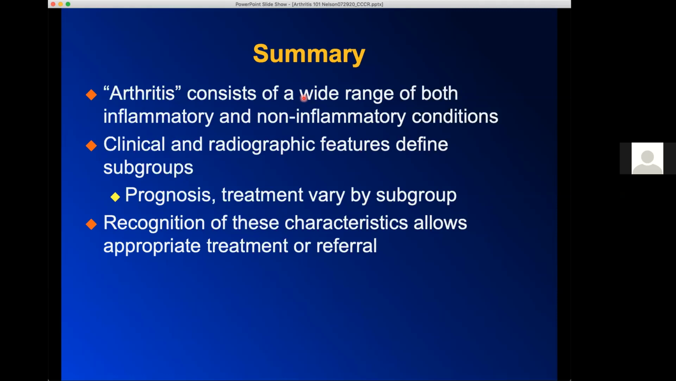There are clinical and radiographic features that help you to define subgroups, which then can help you to understand prognosis and treatment options based on that, and recognizing those characteristics can allow appropriate treatment if you're a rheumatologist, but also appropriate referral. So if you're in primary care and it's a patient with obvious knee osteoarthritis, they might not need to go anywhere. That might be something that you manage. Whereas if they show up with symmetric boggy synovitis of all of their hand and foot joints, they probably need to get to the rheumatologist yesterday so that they can get treatment for their RA. So just sort of understanding the patterns and that there are so many differences can really help to guide therapy.